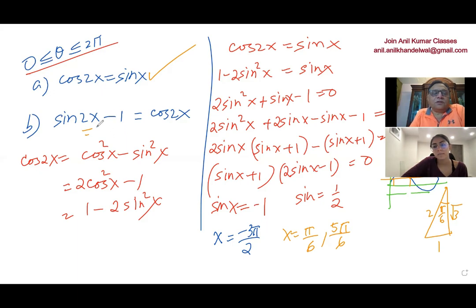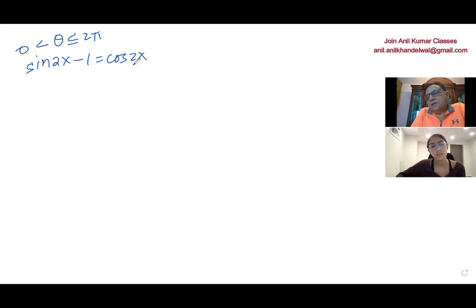So let's try to do it, okay? Let me erase this. So what is the question? Please tell me again. Solve the equation for the values of theta in the interval, theta greater than or equal to 0 but less than or equal to 2 pi. For b, sine 2x minus 1 equals cos 2x. The important thing to understand is that sine 2x can only be written as 2 sine x cos x.